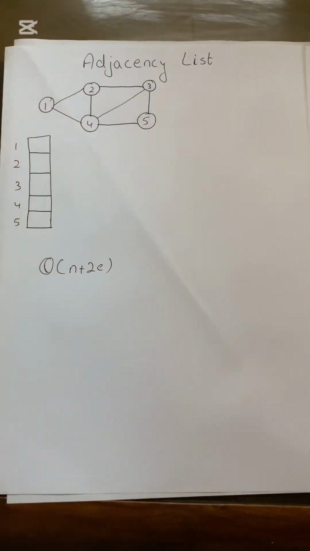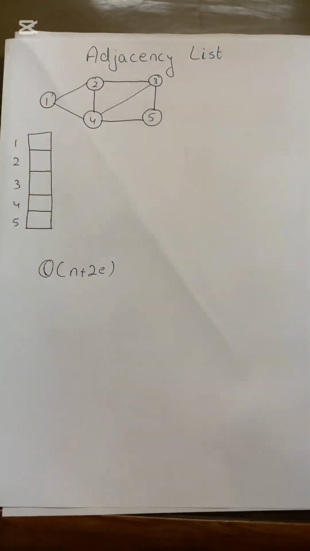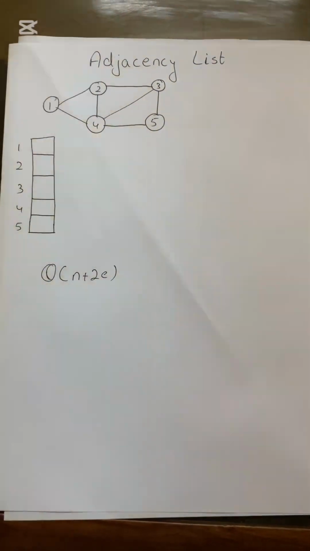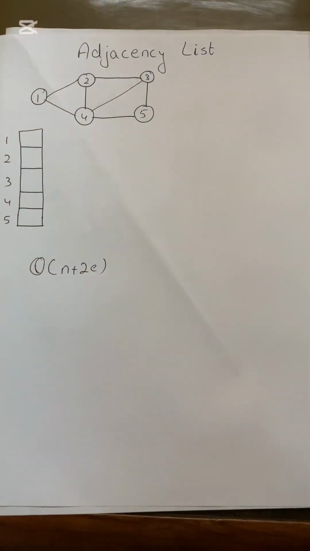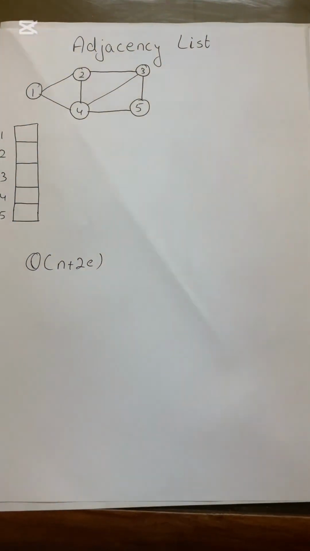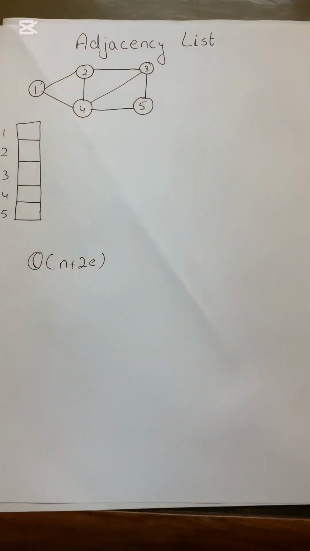Now coming to a second representation of graphs, we have adjacency lists. We're going to use the same graph and represent it using this representation. In this representation, each node maintains a list of its adjacent nodes representing direct connections between them.